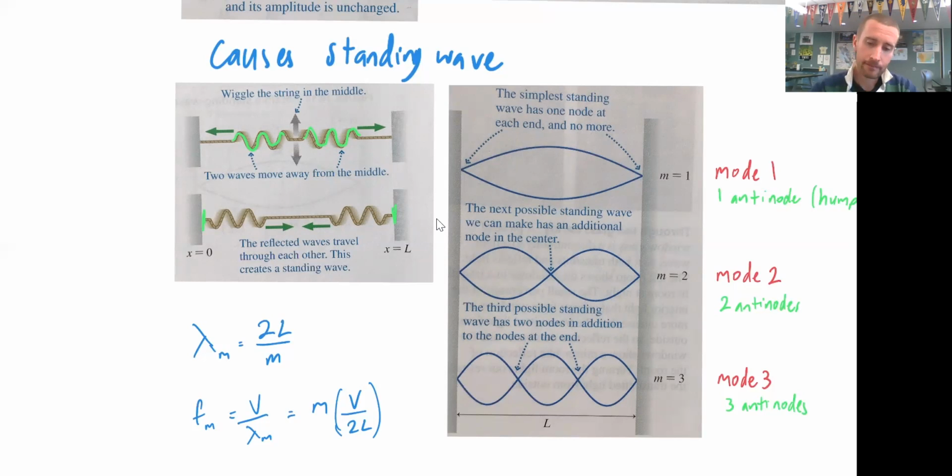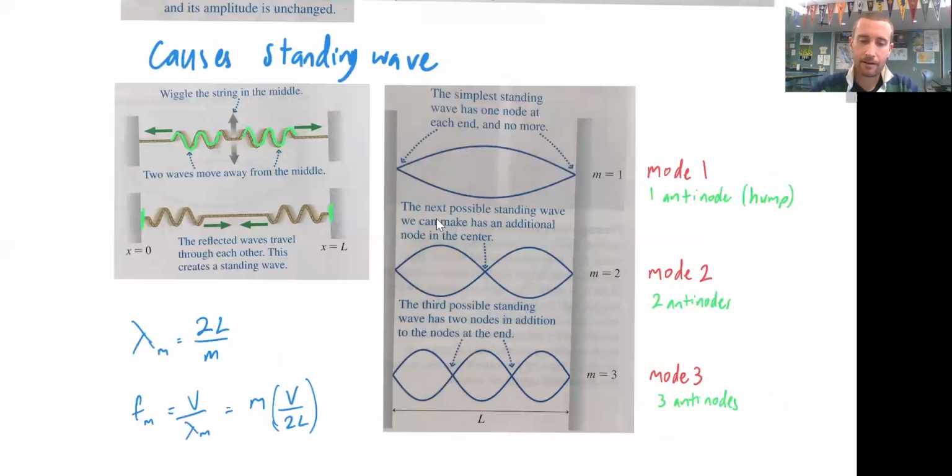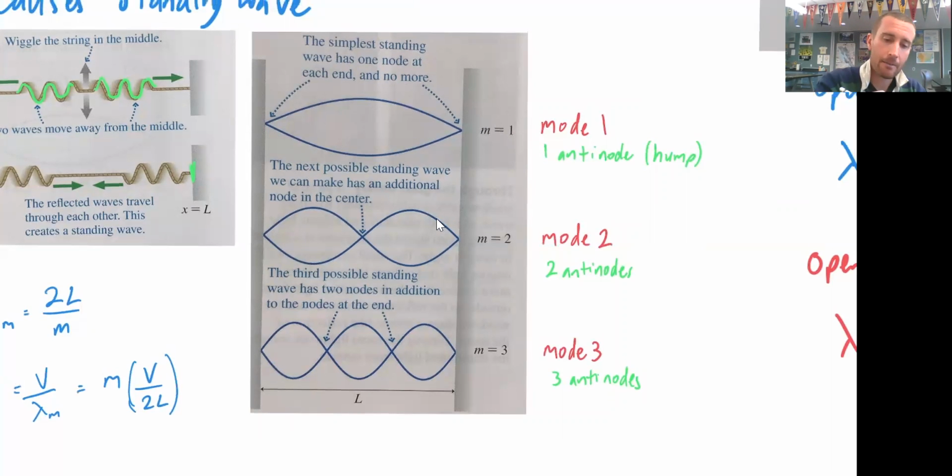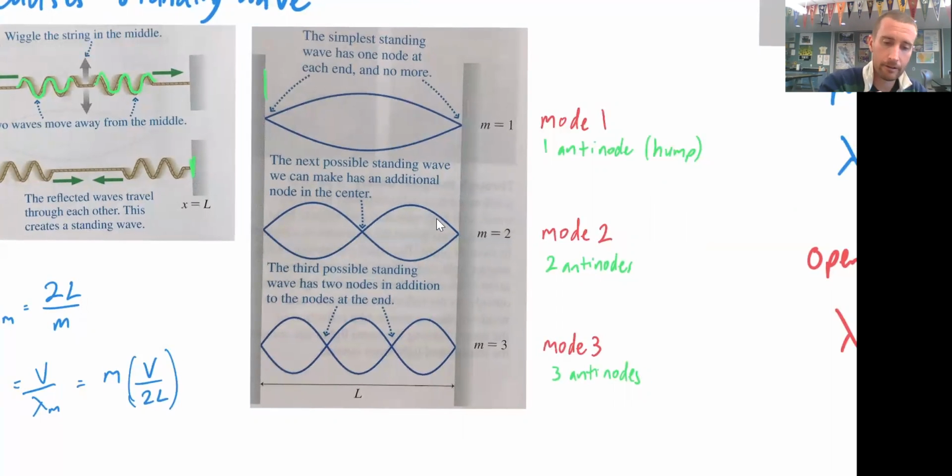So when we do that, we can indicate that these are different modes. When you have a standing wave, you can talk about which mode it is. Really, it's just talking about how many humps there are, right? How many bumps do I see? So the simple one would be a single bump, 1 up or 1 down, and that's mode number 1, M equals 1. That's 1 antinode or 1 hump. In this case, the total length there, L, equals 1/2 of the wavelength.